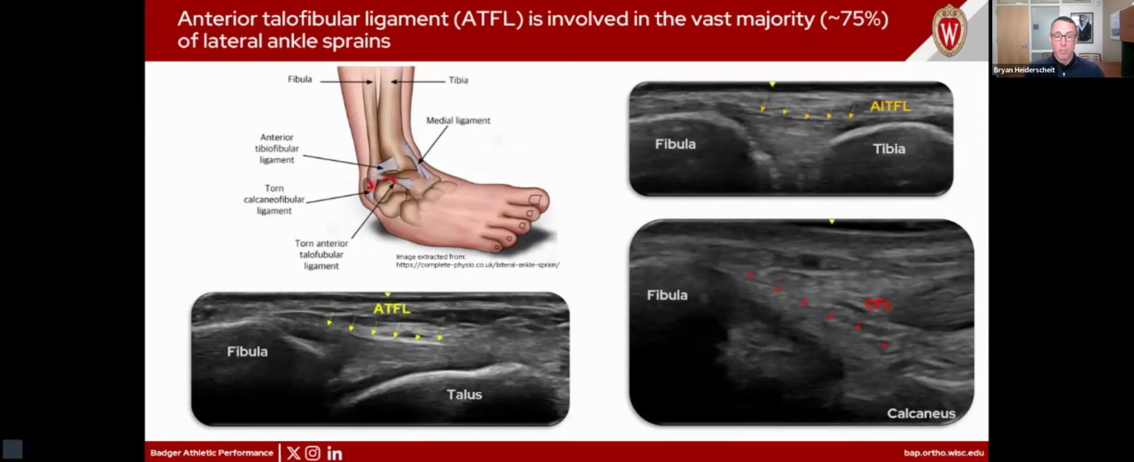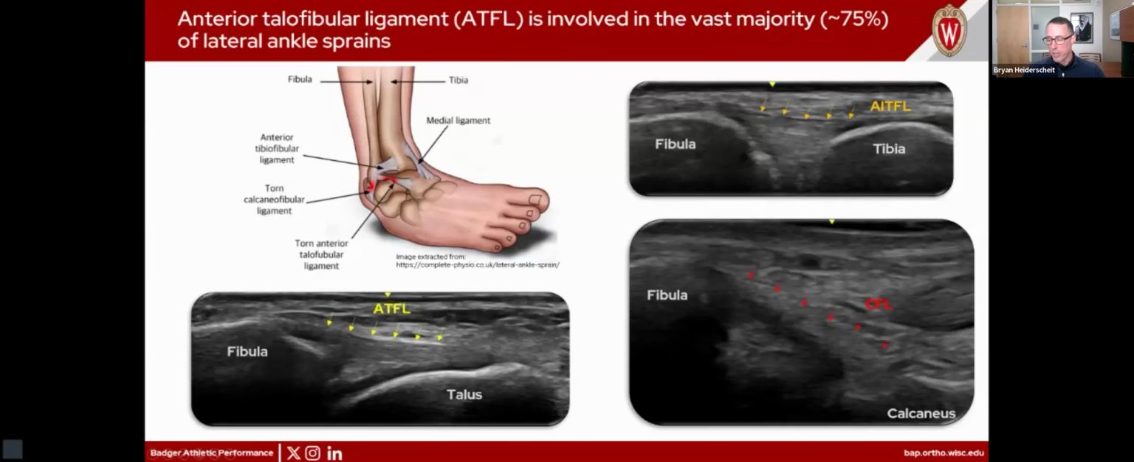And so the image on the bottom left, the ATFL, shows very clearly, I think, on the scan, where we have the fibula located and the talus, and then the location of the ligament running between those two structures very cleanly. And again, a couple of other ligaments are also shown on this slide, including the calcaneofibular ligament running between the fibula and the calcaneus on this end, and you can see the ligament in between the two.